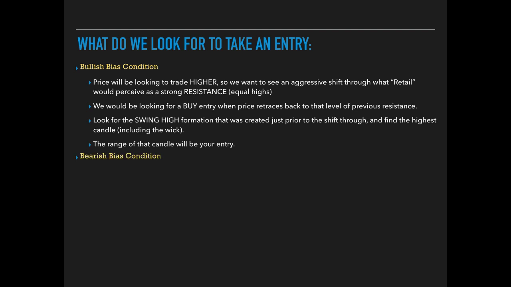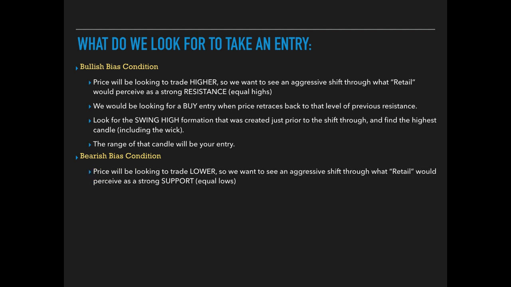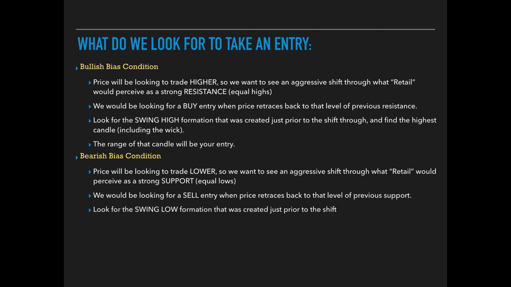In a bearish bias condition, we're going to look for just the opposite. We want price to be trading lower. We want to see an aggressive shift through what retail would perceive as a strong support level, or equal lows or relatively equal lows. And then we would be looking for a sell entry when the price comes back to that level of previous support. Same thing, we would look for a swing low formation that was created just prior to that shift, and then find the lowest candle, including the wick, and the range of that candle is going to be your entry.